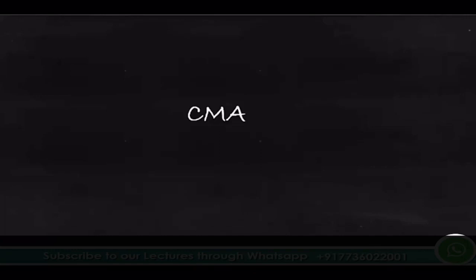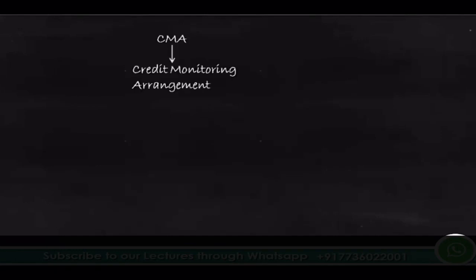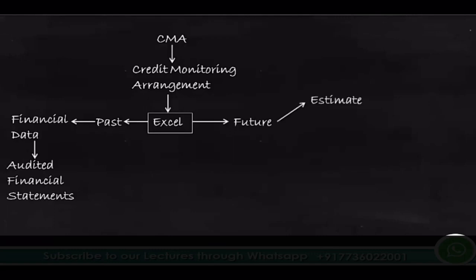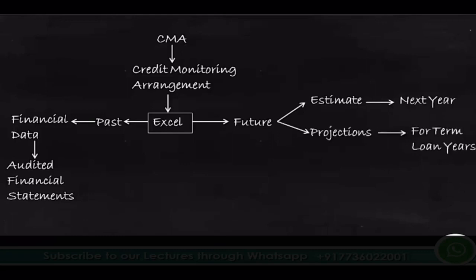Friends, in this session we'll be understanding what is CMA. In banking, CMA is called Credit Monitoring Arrangement. This is nothing but an Excel sheet which will give information about the past of the customer in financial data, which is basically lifted from audited financial statements, and it will also give a picture about the future, that is what they have as estimates for the immediate future, say next year, and what they have as long-term plans for their term loan tenors, which are called projections. So CMA is basically an Excel document which will tell the bank about the financial performance of the customer in the past and what he is planning for the future.